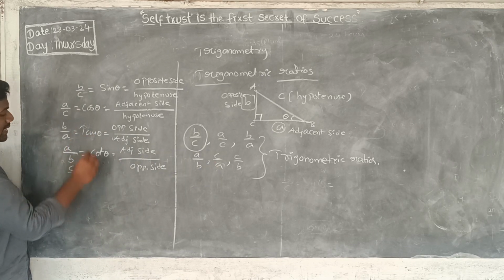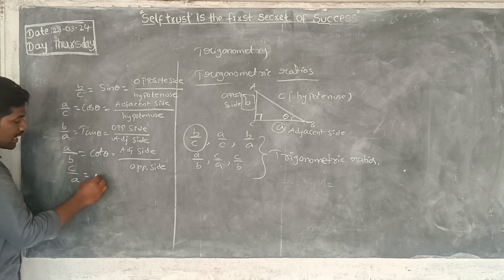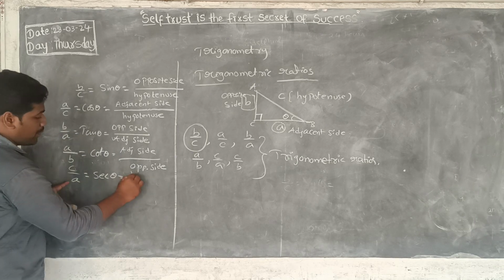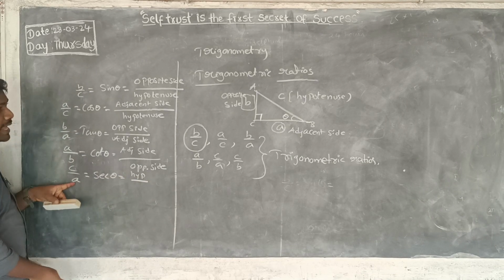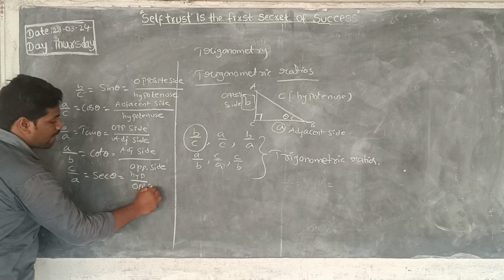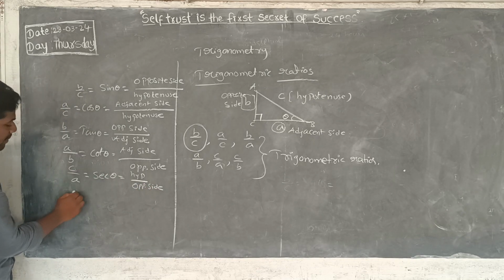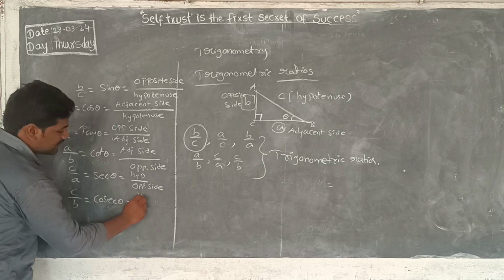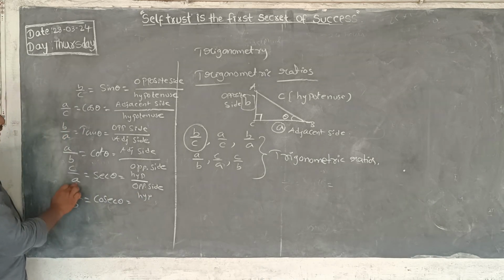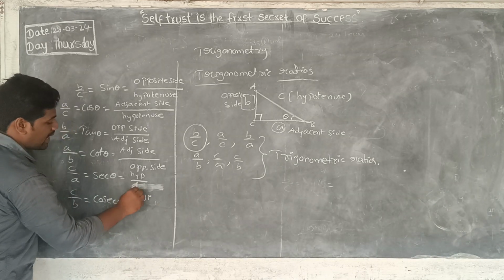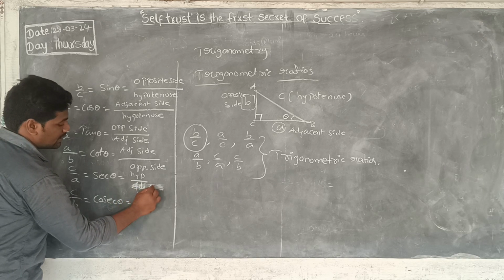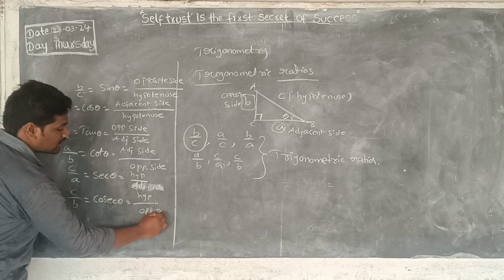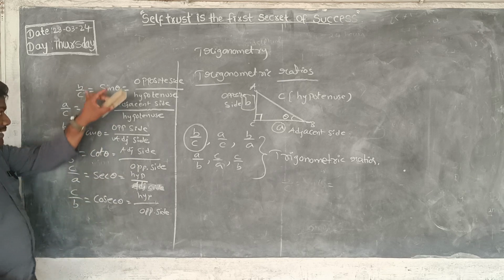Similarly, next case is C by A. C by A is what? Secant theta. C is hypotenuse, and A is the adjacent side. And C by B, final one, this is cosec theta. This is equal to hypotenuse by opposite side. Okay, these are the 6 ratios.